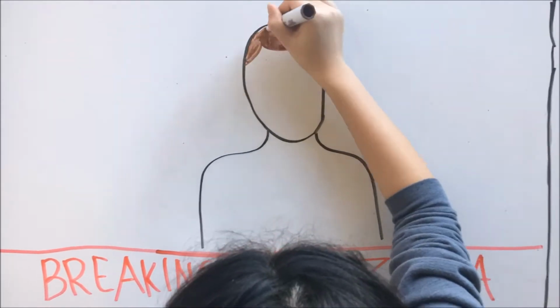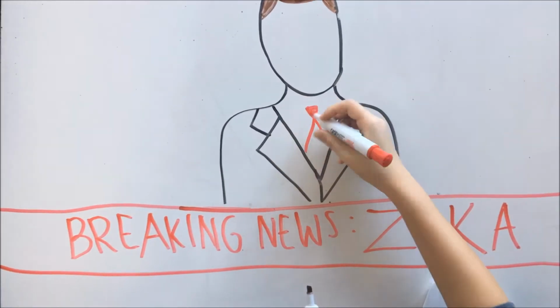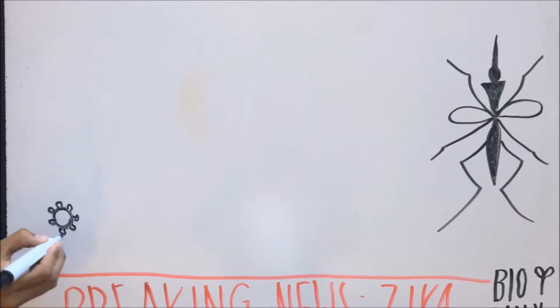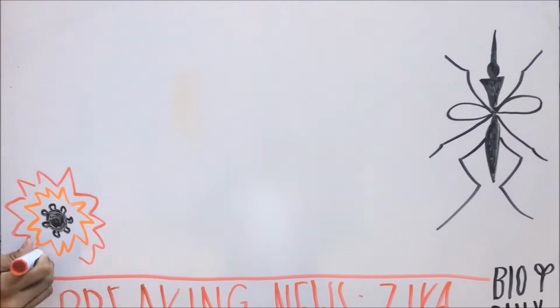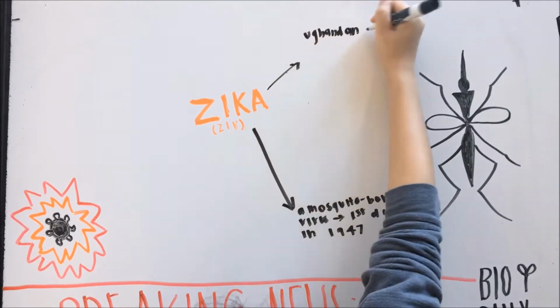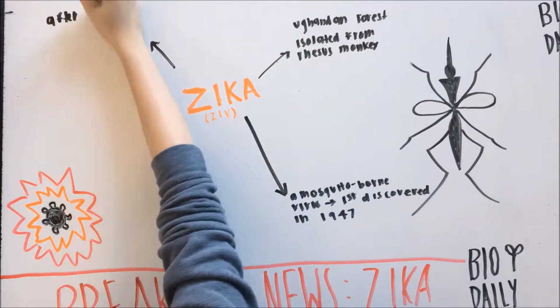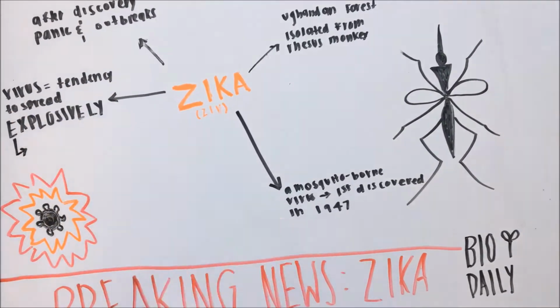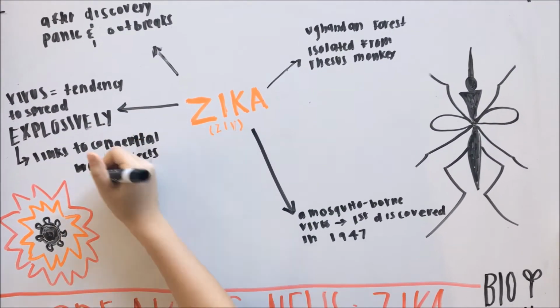For tonight's special, we'll be diving into the topic of the Zika virus. Zika is a mosquito-borne virus that was first discovered in 1947 in the Zika forest of Uganda. In the years since, waves of outbreaks and panic have spread. The virus has a tendency to spread explosively, and the disease became a public health emergency of international concern when it was found to have links to congenital brain defects and abnormalities.